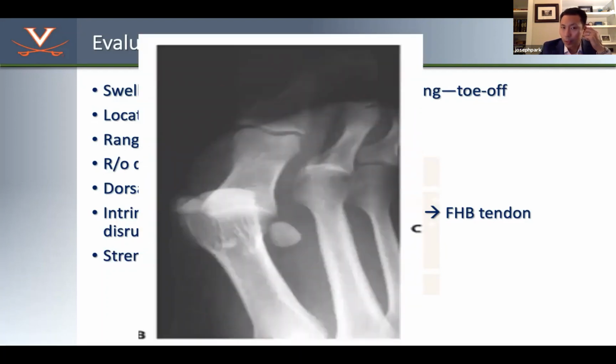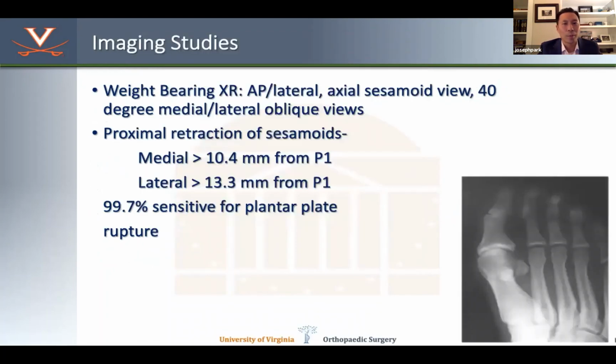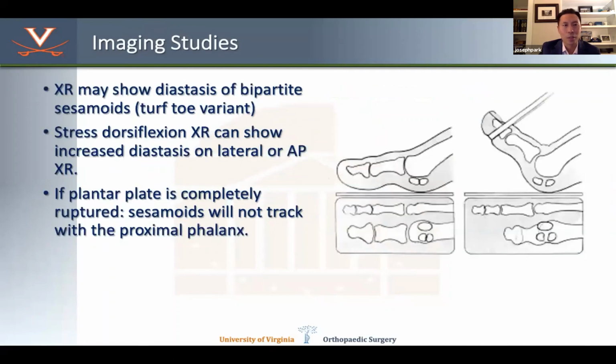And here's a picture of a dislocation, dorsal and lateral. On weight-bearing x-rays, you should get AP, lateral, and axial sesamoid view, as well as an oblique view to look at the sesamoids. There's a good study that showed that if the sesamoids are retracted medially more than 1 centimeter and laterally more than 13 millimeters, it's 99.7% sensitive for a plantar plate rupture. So I think that's a very good test.